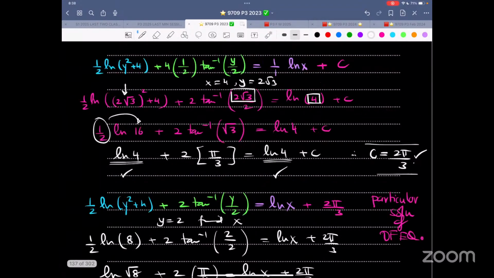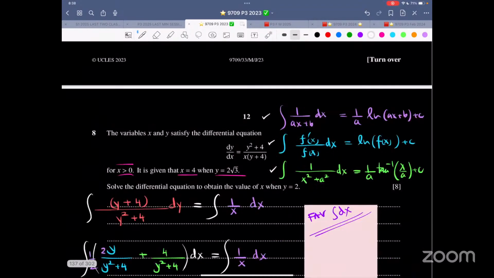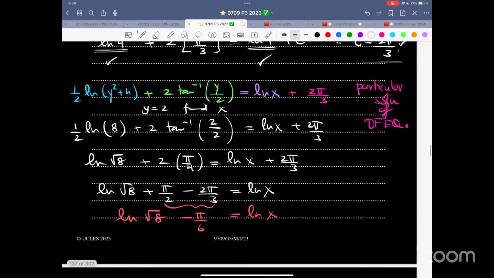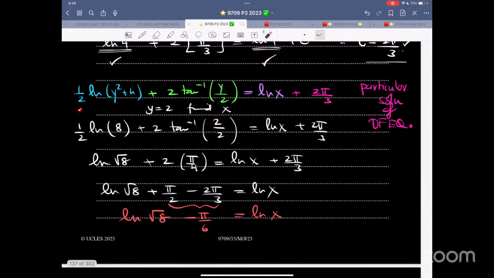Again, rewrite the equation. Do we have to make it the subject? No, we don't. We have to do the evaluation. So half ln of y squared plus 4 plus 2 tan inverse y over 2 is ln x plus 2/3 pi. That's the particular solution. Y is 2, find x. So y is 2 is plugged in, and ln x we have to make the subject. Look at all the working.